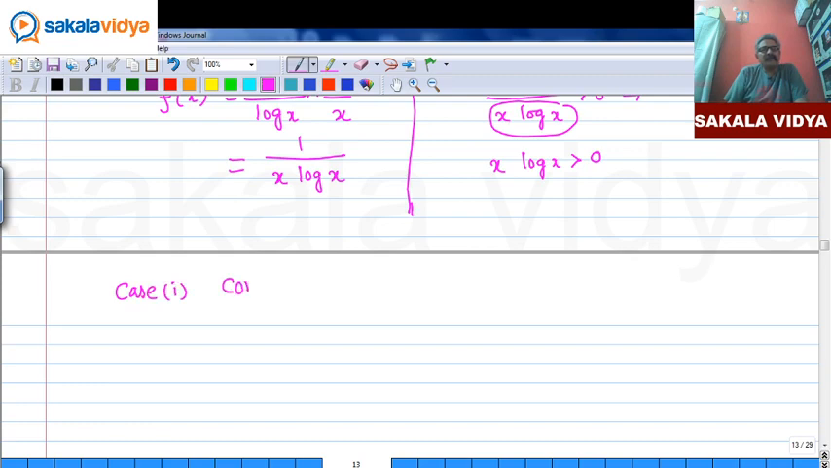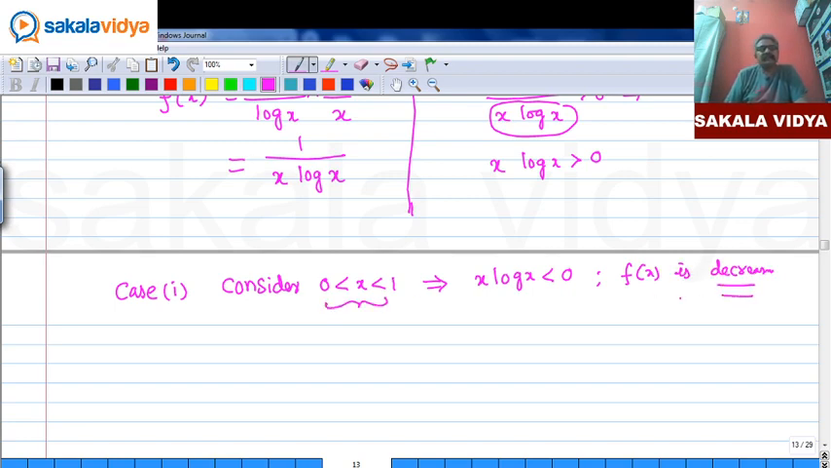Consider 0 less than x, x less than 1. Obviously, x is positive only, x is a fractional part. As x is less than 1, here log x is less than log 1, which is 0, multiplied with x, so x log x is less than 0. That means f of x is decreasing. In this interval f of x is decreasing.